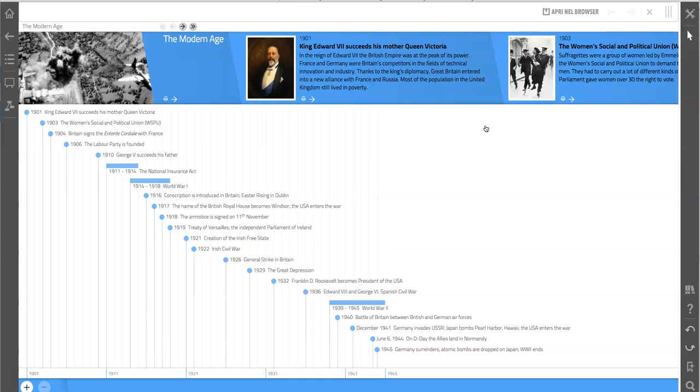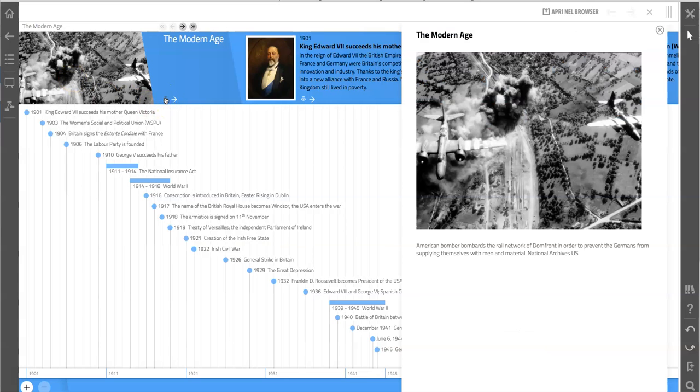Let's start from, okay, here we have a picture of a bomb attack in the American bombers Germany, the rail network of Domfort, in order to prevent the Germans from supplying themselves with men and material. This is a picture taken from the National Archives, US.